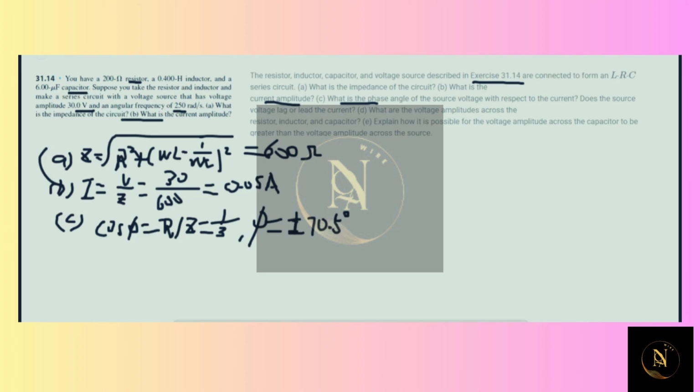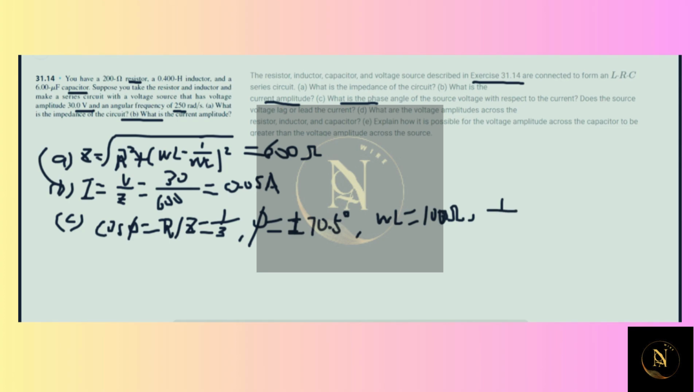The other question is, does the source voltage lag or lead the current? To figure this out, we need to compare the reactance of the inductor and the capacitor separately. The reactance of the inductor is omega L. Omega is 250, L is 0.4, so omega L is 100 ohms.